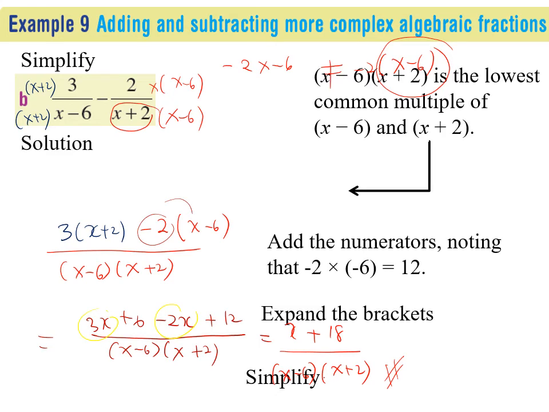So let's look at the key notes. The lowest common multiple of x minus 6 and x plus 2 is simply x minus 6 times x plus 2. Add the numerators. Take note that minus 2 times minus 6 is 12. And then you expand the brackets and collect the like terms. So let's make this note a little bit tidier. And that's all for these questions.